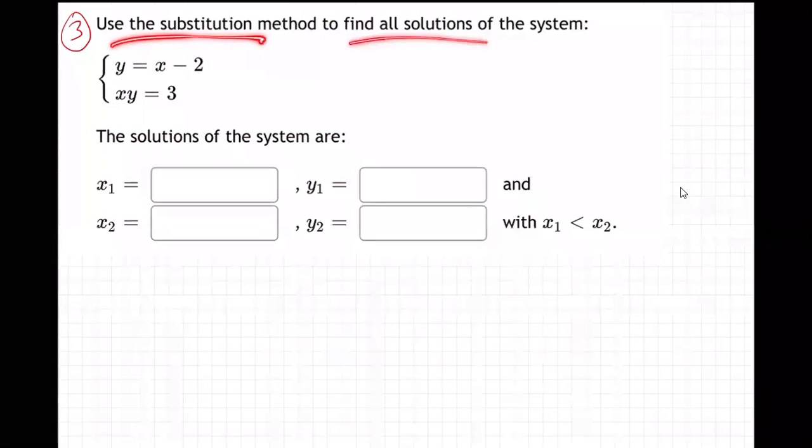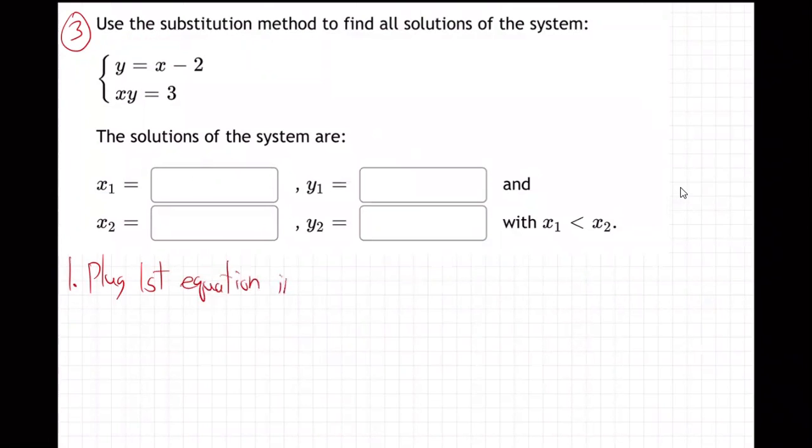Okay, so it says use the substitution method to find all solutions of the system. So here we have a system, and we're supposed to find the answers. How do we do it? Well, basically, step one, I'm going to plug the first equation into the second. Why? Because the first equation says y equals x minus 2. So I'm going to plug that in for y in the second equation. Does that make sense?